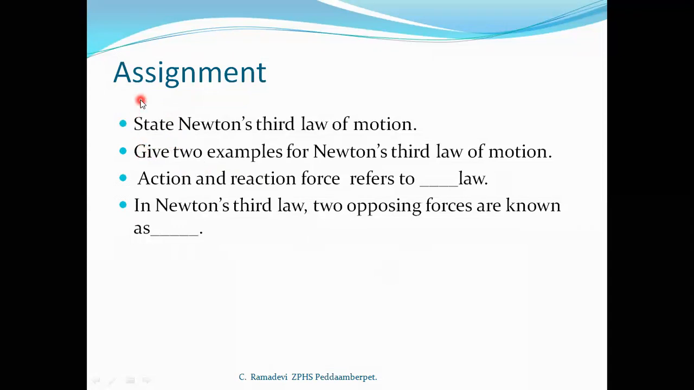Now answer these questions, students. State Newton's third law of motion. Give two examples for Newton's third law of motion. The action and reaction forces refer to dash law. In Newton's third law, two opposing forces are known as fill in the blank.